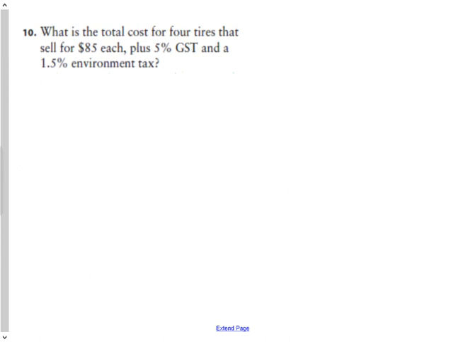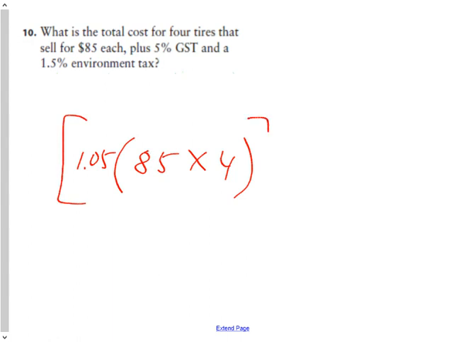Question 10 says, what's the total cost of 4 tires that sell for $85 each? So the first thing, without having any tax added on there, that would be the cost of 4 tires. Since we then have to tax that amount by 5%, multiplying it by 1.05 will get me the cost of the tires and the cost of the tax. And then all of this, I'm assuming the environmental tax is added on to that, I think, but it might be separate.